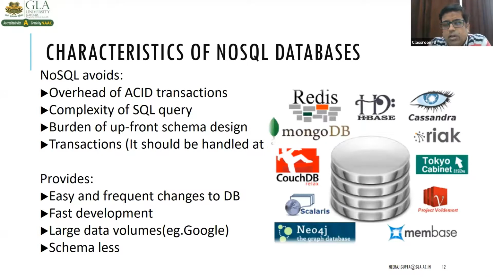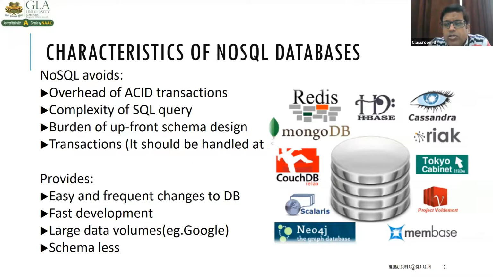These are a few NoSQL databases like Redis, HBase, Cassandra, Riak, Tokyo Cabinet, Membase, Neo4j, Scalaris, CouchDB, MongoDB. So there are a lot of NoSQL databases. Actually, these databases are designed by different companies for their own implementation purposes, right? So a few of them we will study, only one or two will be implemented, right? So I think the idea is clear.